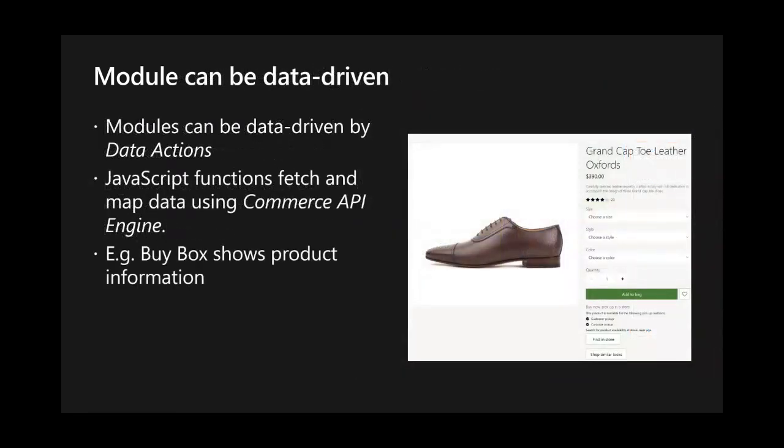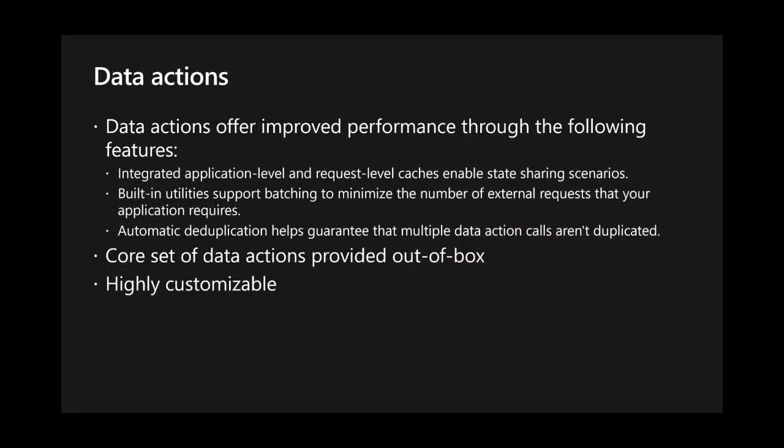But there are also modules that can be data driven by data actions. A data action is basically a JavaScript function that fetches and maps data using the Commerce API engine. An example is the buy box on the product details page where it shows product information. And all it's doing is calling into the data action, which then calls into the Commerce API engine to retrieve the product information. A quick sidebar on data actions.